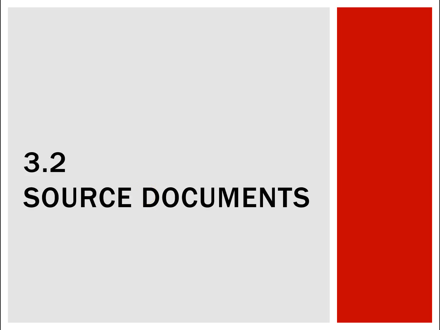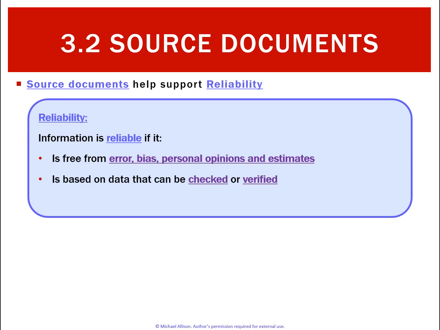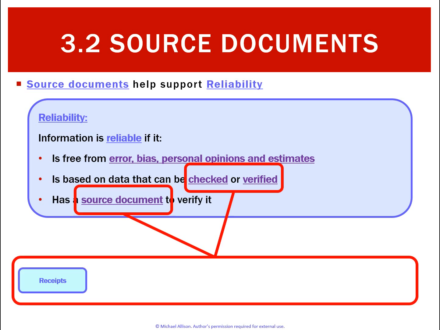So chapter 3 is all about the different source documents that we'll have in accounting, and we'll start by looking at where it fits in terms of theory. So source documents are all about providing reliability, and we learnt in chapter 1 that reliability is defined as making sure things are free of error, opinions and estimates, and they're free of opinions, estimates and errors because we can verify them with a source document.